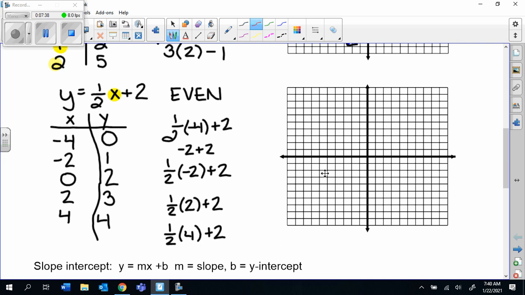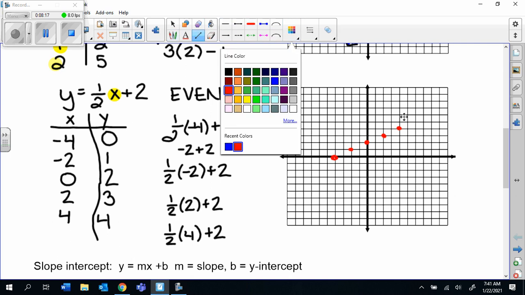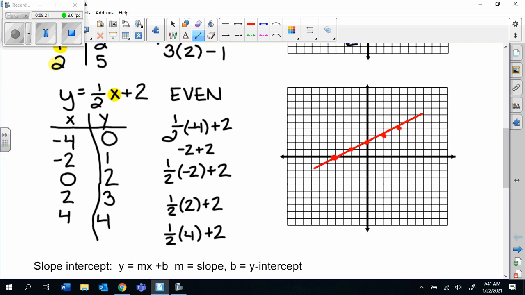And now when I go to graph, I don't have any fractions. -4, 0, left 4, up and down nothing. -2, 1, 0, 2, 2, 3, and 4, 4. There we go. All right. Take a straight edge or something like that and try to get all of those at once. Sometimes I have to adjust a little bit like that. That's a pretty good estimation. And then we want to make sure we have these arrows at the end.